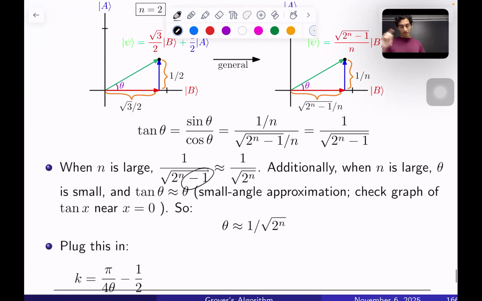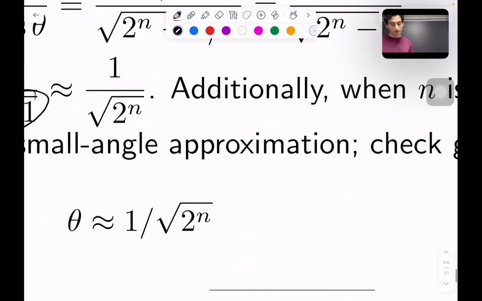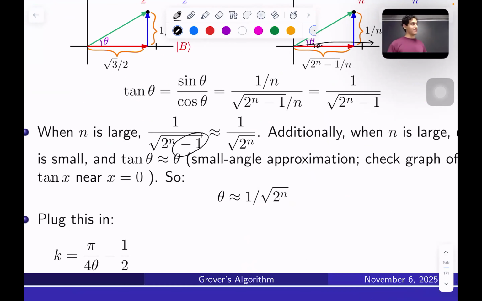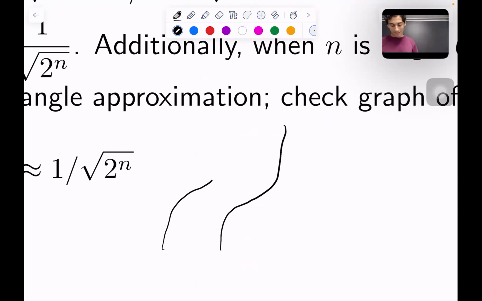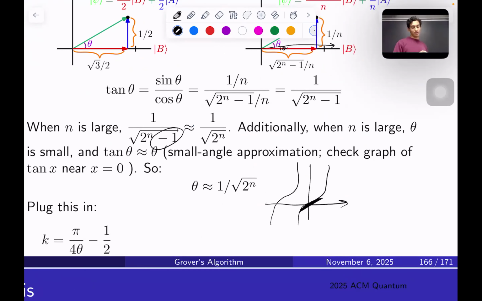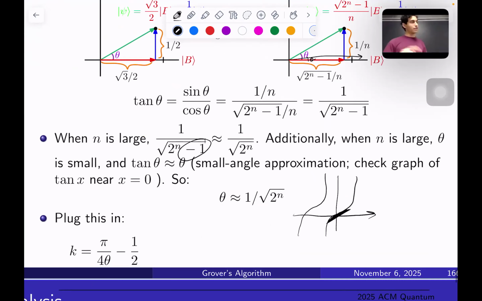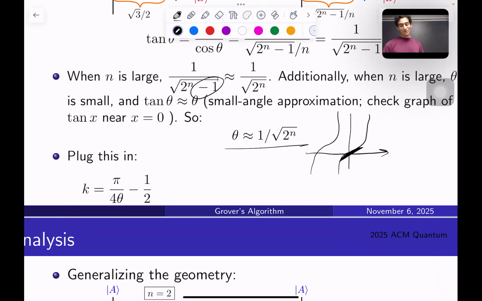And also when n is large, this theta angle is small, by what I was just saying before. If n is large, you're very close to the b-axis, so theta gets really small. When theta is really small, we can approximate tangent theta as approximately theta. If you remember the graph of tangent, it's all these asymptotes, and this is x equals 0, so it almost looks like a linear graph at the origin. That's called the small angle approximation. You can also approximate sine theta as theta, but tangent is sine over cosine, and cosine looks like 1. Anyways, we approximate theta as 1 over root 2 to the n.